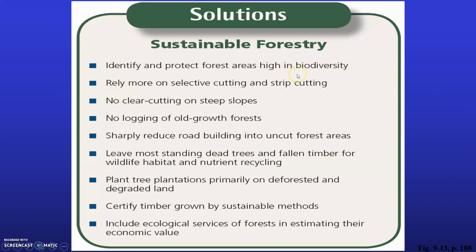Identify and protect areas that are high in biodiversity, rely more on selective cutting and strip cutting, not clear cutting, don't log any old-growth forests, limit the amount of road building in uncut forests, leave most standing dead trees and fallen timber for wildlife habitat and nutrient cycling, plant tree plantations primarily on deforested and degraded land without taking fresh forested land, and certify timber that's grown by sustainable methods. So there's definitely approaches that we can take to improve the way in which we harvest trees from our forests.